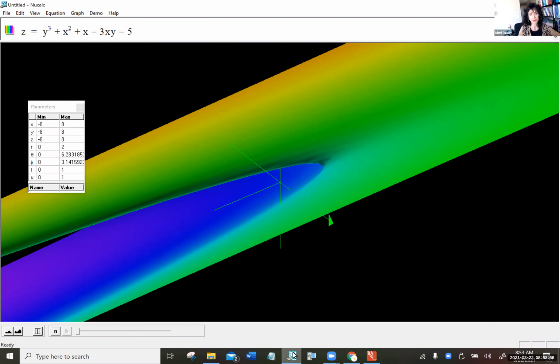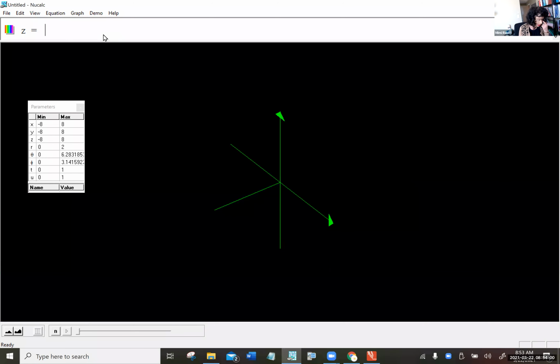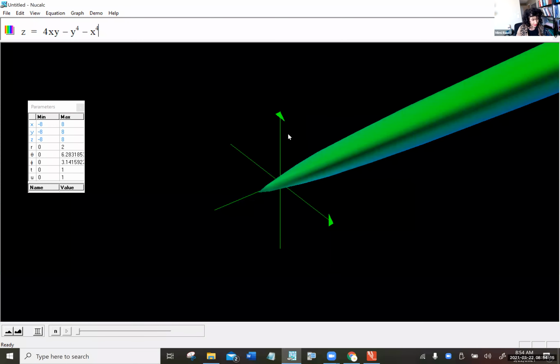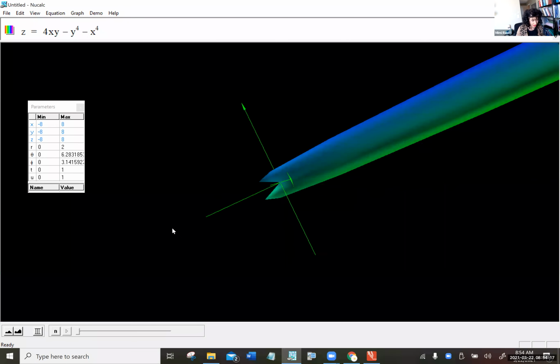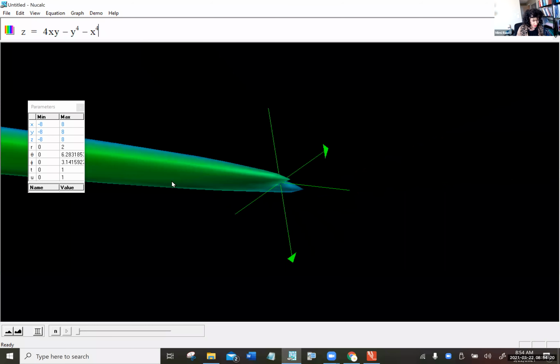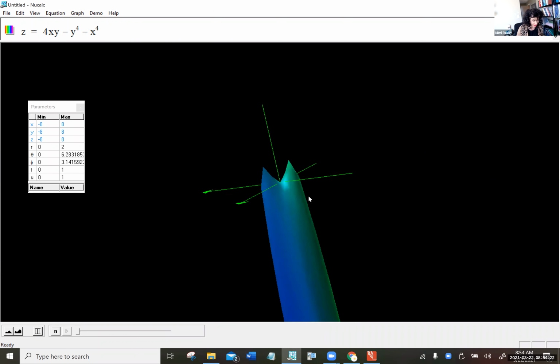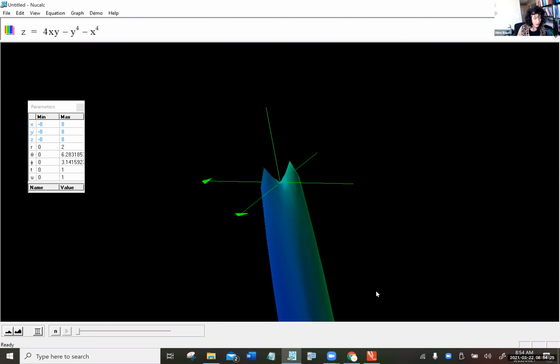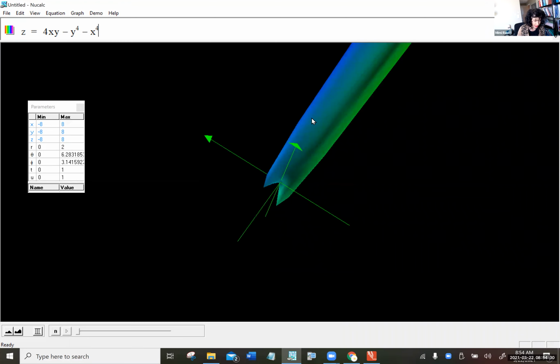For one thing, I hope you are getting a little bit of a handle on solving polynomial equations. So if I graph this, where I go z equals 4xy minus y to the fourth minus x to the fourth, let's see what happens when I graph this. Oh wow, look at that. I think this is upside down. Ah, there we go. So I hope you can see that we do have a couple of relative maximums there. That's what it looks like is happening.